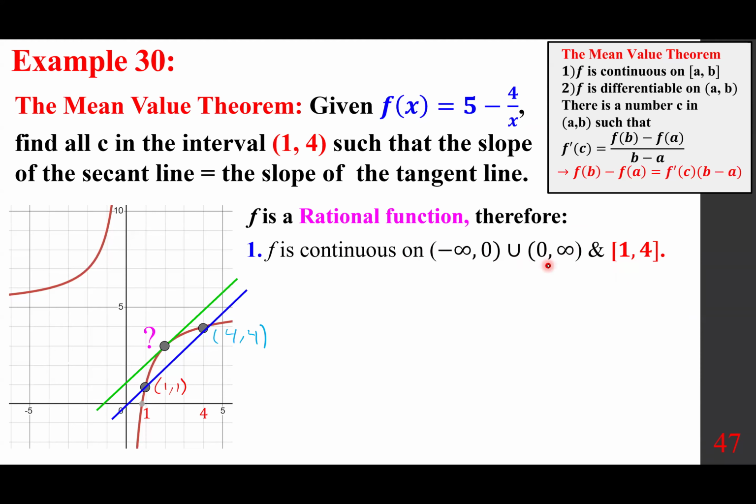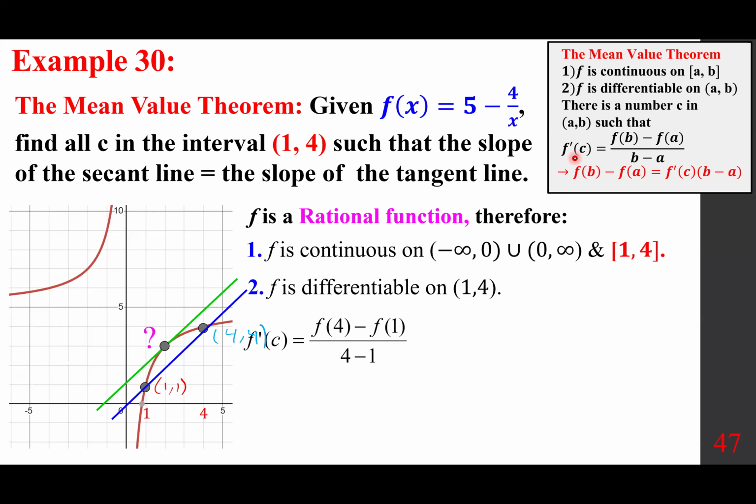A rational function is continuous in its entire domain, and it's differentiable in its entire domain. It makes it differentiable in the open interval of 1 to 4. So let's calculate f prime of c, which is f of b minus f of a over b minus a. So f of 4 minus f of 1 over 4 minus 1.